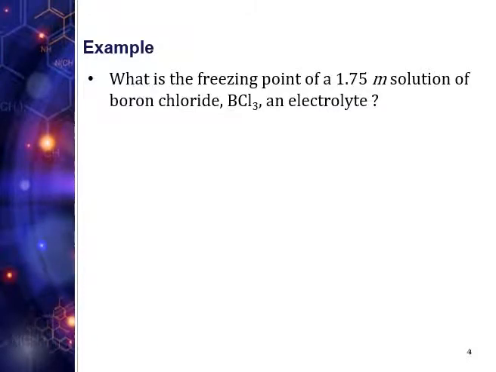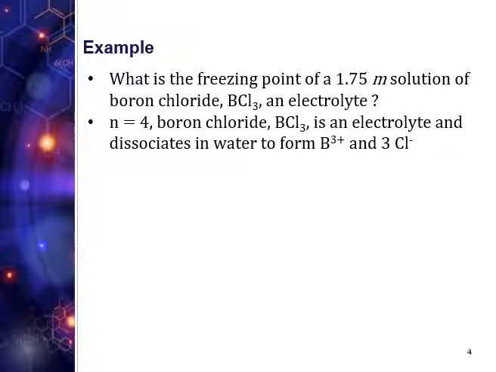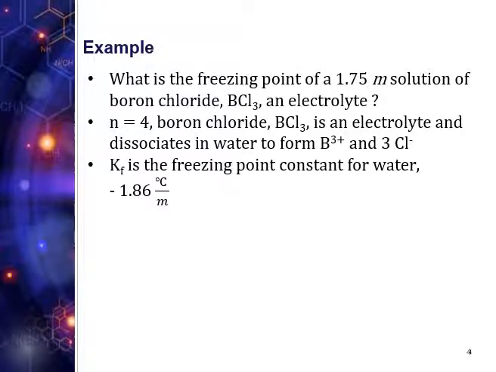For example, what is the freezing point of a 1.75 molal solution of boron chloride, BCl3, an electrolyte? N is 4. Boron chloride, BCl3, is an electrolyte and dissociates in water to form B3+ ions and 3 chloride ions. The freezing point constant for water, Kf, is negative 1.86 degrees Celsius per mole of solution.